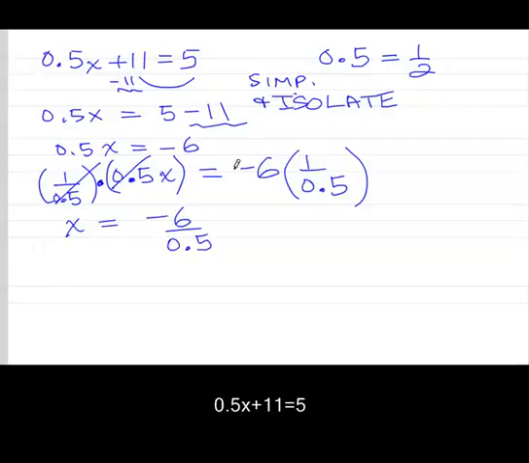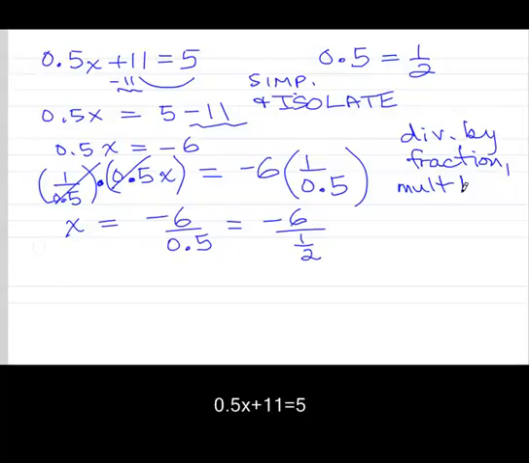Now you can plug that into your calculator, or you can say, well, negative 6, we said 0.5 is a half, divided by a half. The rule is that whenever we divide by a fraction, we multiply by the reciprocal, which is just the inverse of this. So negative 6 divided by a half is really negative 6 times 2 over 1, which is the reciprocal of 1/2, which gives us negative 12. Of course, plug this into your equation. It should be fine.